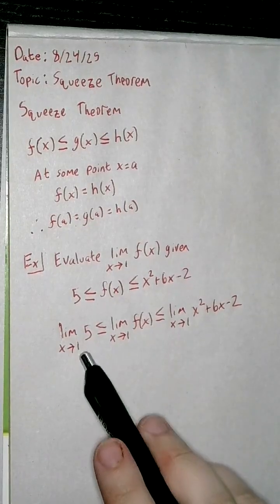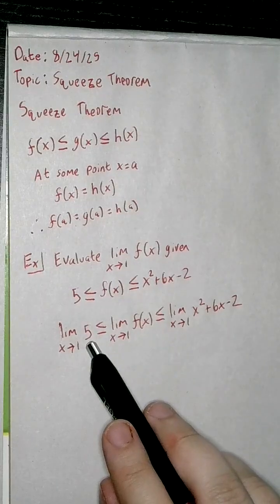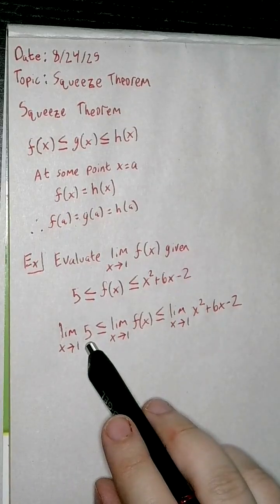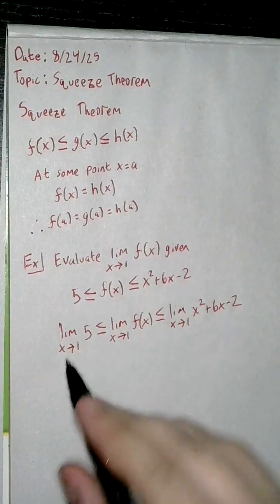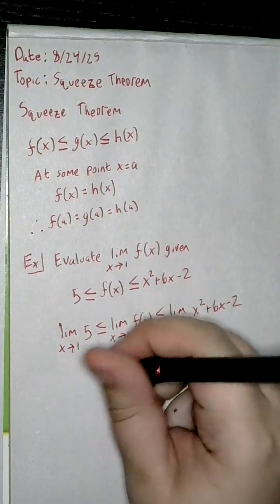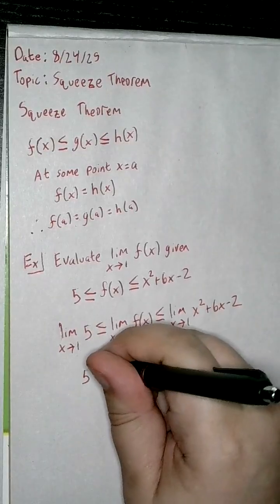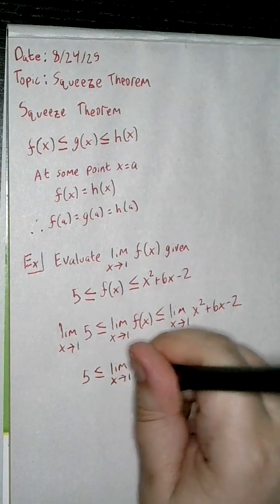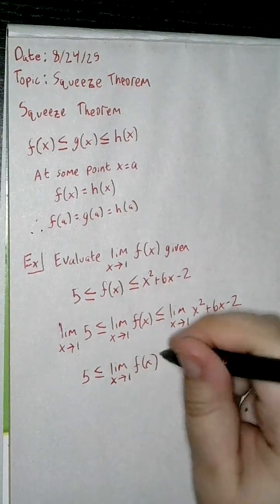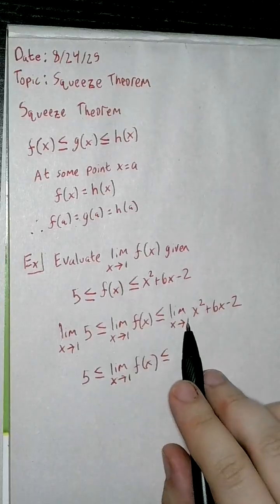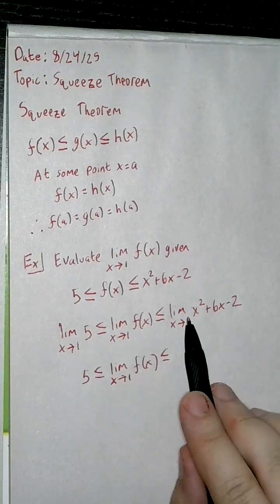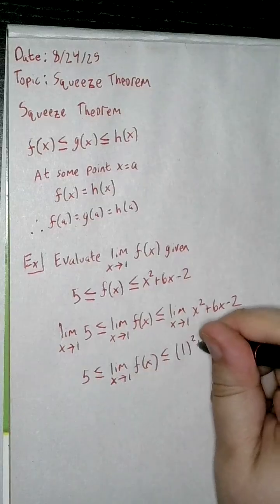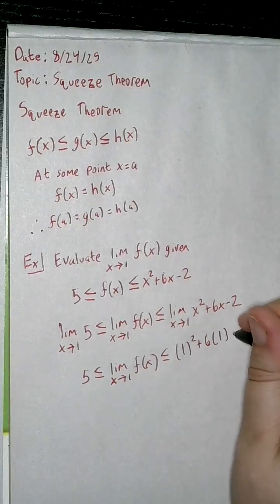So from here, I can't plug in 1 for x to this leftmost expression because I have nothing to plug it into. So the limit as x approaches 1 of 5, well, that's just going to be 5, is less than or equal to the limit as x approaches 1 of f of x, which is less than or equal to, well, here, unlike the one all the way here, I can plug in 1 for x. So I have 1 squared plus 6 times 1 minus 2.